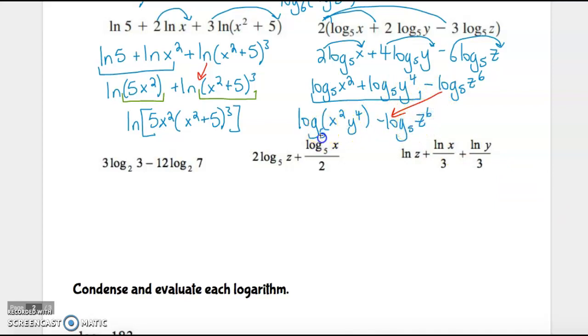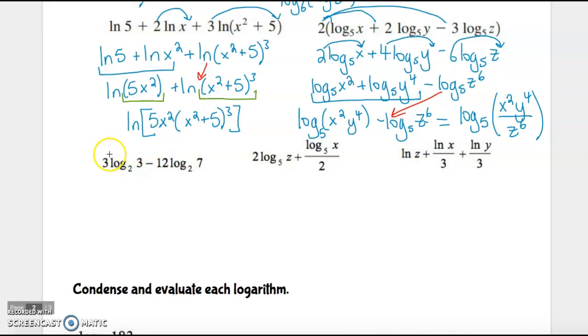Oops, 5 over here. All right, and then for my last step for this one, I have subtraction between these two logarithms. So subtraction outside of logarithms turns into division inside of one logarithm. So I have log base 5 of my first stuff on top, so my x squared y to the 4th, being divided by the second piece, my z to the 6th. And now that's done because I have one logarithm, and I can't do anything else in there. All right, let's do these next three.